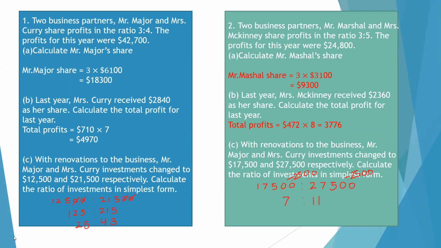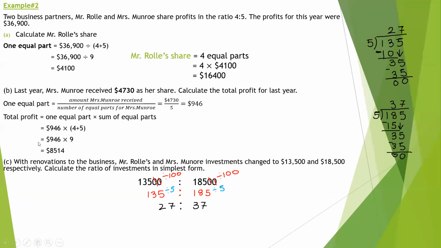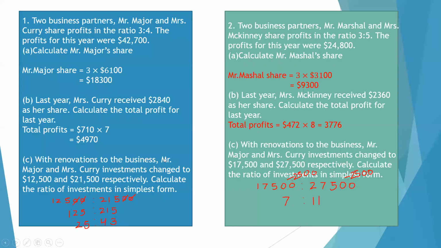Because if you look at this example, for one equal part, we took the amount that Miss Monroe received and divided by the number of equal parts for Miss Monroe, and that's how we get the 946. All right. So similar reasoning will follow for this one. We'll take 2,360 and divide it by the number of equal parts for Miss McKinney. Make sense? Or no? Yes, sir.